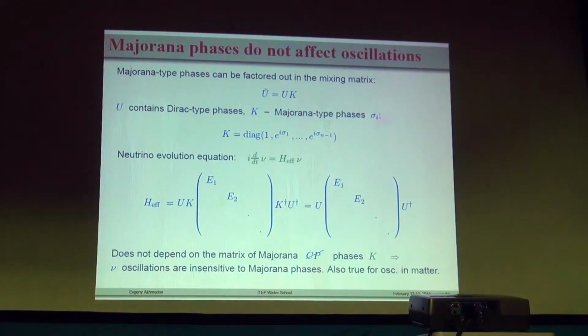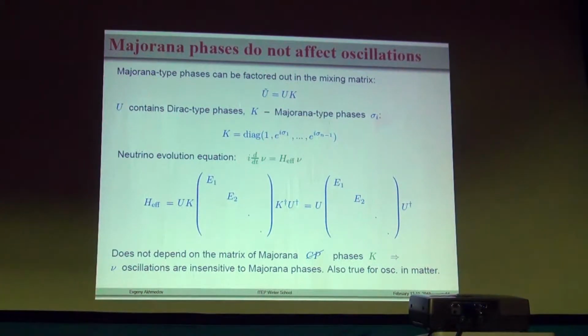Okay, now, in general, we can represent the leptonic mixing matrix as a matrix which contains only Dirac type phase, or phases, depending on the number of the flavors, times a diagonal matrix of phases which contains n-1 Majorana type phases. Shall these Majorana phases affect neutrino oscillations? The answer turns out to be no.